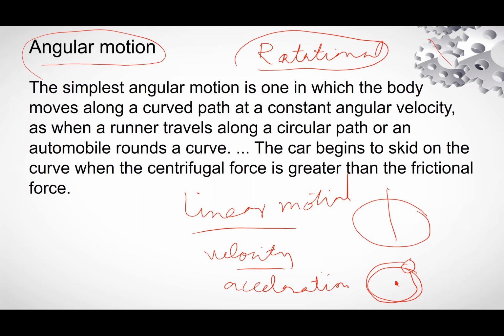The simplest angular motion is one in which the body moves along a curved path. If a body is moving in a curved path at a constant angular velocity, the motion is supposed to be angular motion, as when a runner travels along a circular path or an automobile rounds a curve. The car begins to skid on the curve when the centrifugal force is greater than the frictional force. So if a body is moving in a curved path, it is called angular motion.